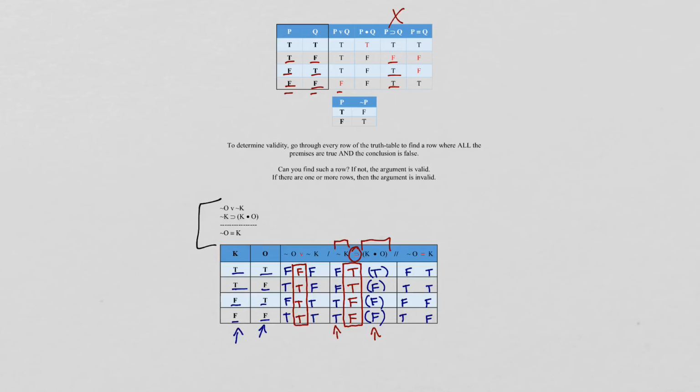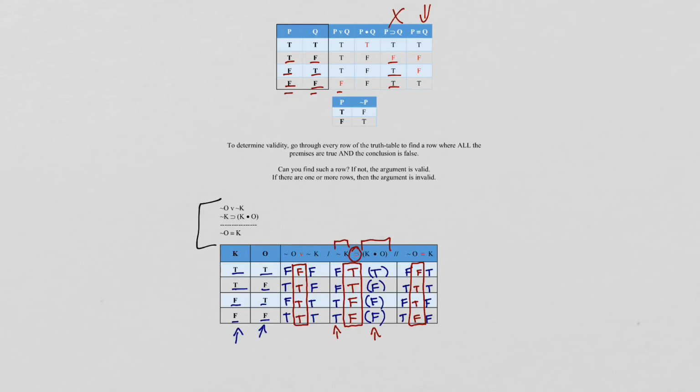And then we're going to bring it together with the last one, the biconditional, our equivalents. So remember, if it's different, it's false. If it's the same, it's true. So we have false and true, different, false. True and true, same, true. False and false, same, true. Different, false.